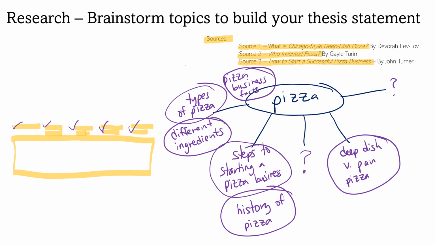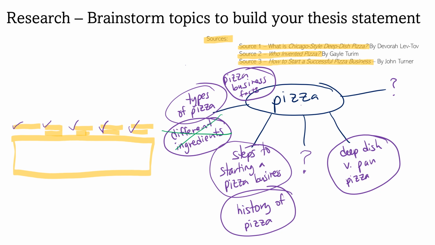So looking over here back at the beginning, they've got types of pizza. I could teach that. Different ingredients, it didn't really talk that much about different ingredients. I mean, I know about different ingredients, but the articles didn't talk about it. So I don't think I'd find enough facts to teach that today. I would need other articles, and I wouldn't be able to use the ones they gave me.